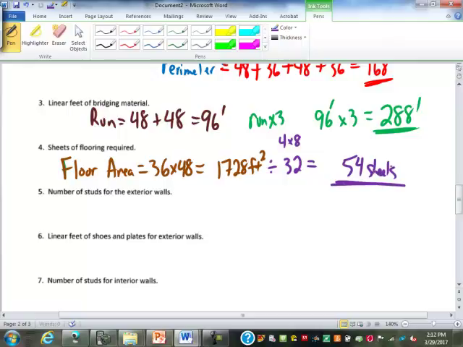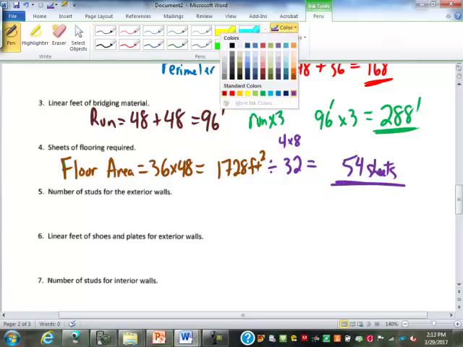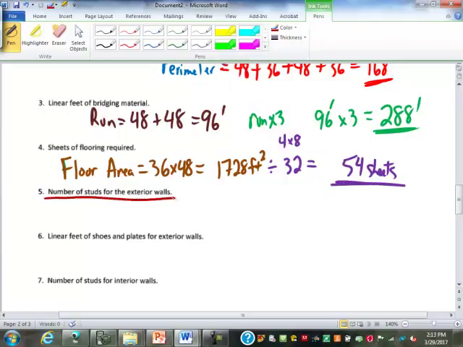That was the one question on this test, the sheets for floor area, that I think almost everybody in the class had right. So you guys did really well on that one. And actually the wall studs we did really well on as well.